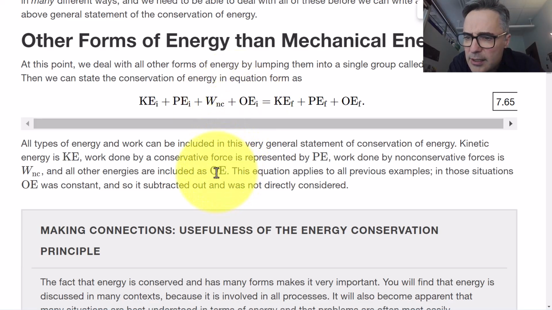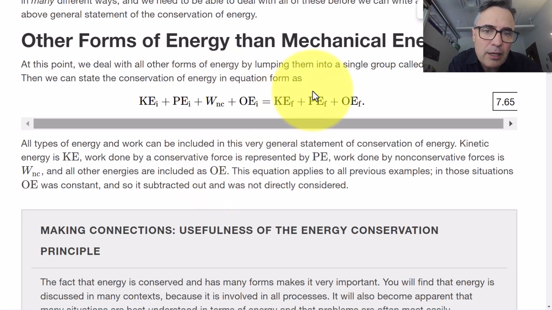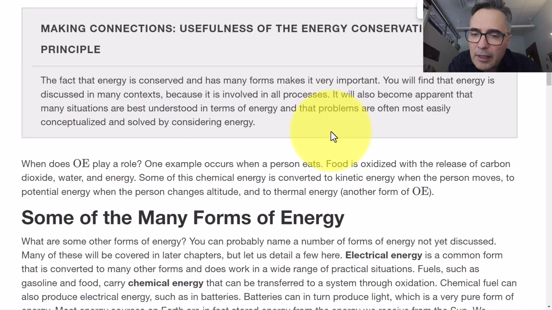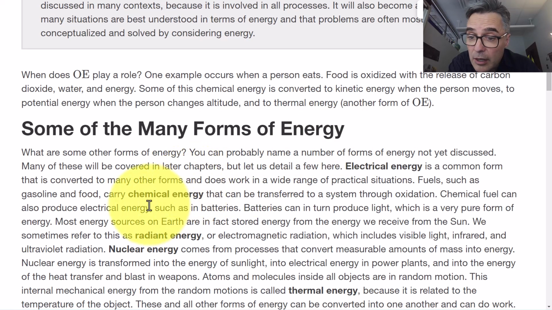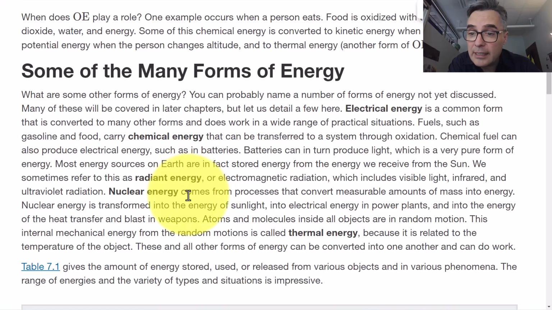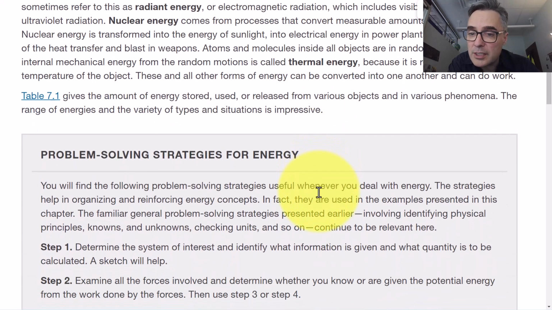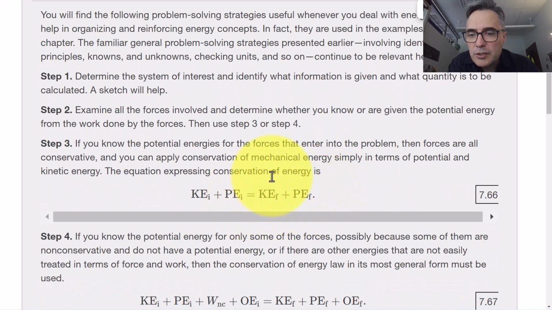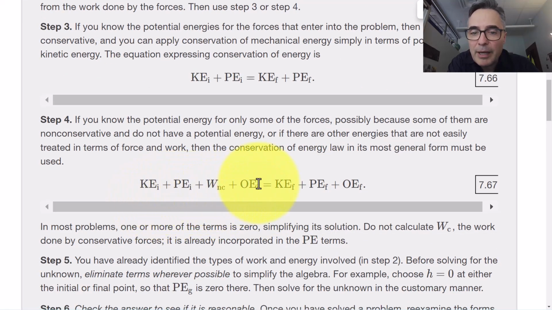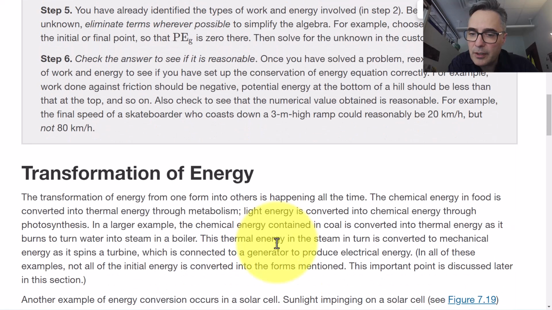OE is other energies, so it could be a lot of different things. And they give you some examples: electrical energy, chemical energy, radiant energy, nuclear energy, thermal energy is another one there. All this stuff's important. So basically, a lot of times, some of those terms are zero. And so a typical equation you end up with is just the mechanical energy. KE plus PE initial equals KE plus PE final. But this is the more general equation.